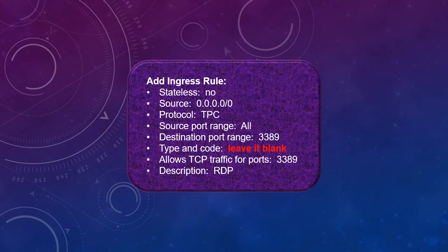For the ingress rule, stateless, you say no. Source, you open it to the public, so you put 0.0.0.0/0. The protocol is TCP, the source port range is all, and the destination port range is 3389, that's the RDP port. Type and code, you leave blank. You allow TCP traffic for port 3389, and for the description, you just put RDP.